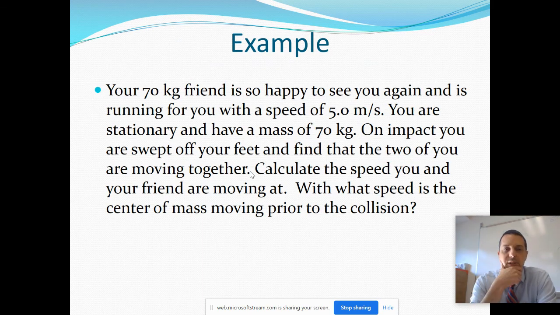So let's take a look at the situation. Your 70 kilogram friend is so happy to see you that they run at you with a speed of 5 meters per second. So you're stationary and you have a mass of 70 kilograms. When your friend reaches you, on impact, they pick you up and sweep you off your feet. What I want to know is what speed are you and your friend moving at after you pick someone up?